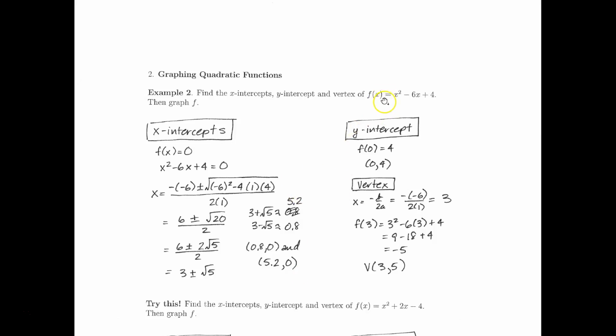And the y-intercept, if I take f at 0, we get 4. So (0, 4) will be the y-intercept. And the vertex will come from taking the opposite of b over 2a. So we'll take the opposite of negative 6 over 2 times 1, and that'll be positive 6 over 2, which is 3. And the y value of the vertex will come by taking f at 3. So we have to take 3 squared minus 6 times 3 plus 4. And we get 9 minus 18, which is negative 9, plus 4 is negative 5. So (3, negative 5) is the vertex.